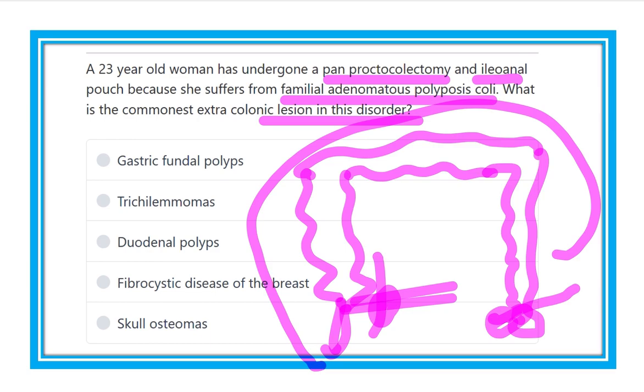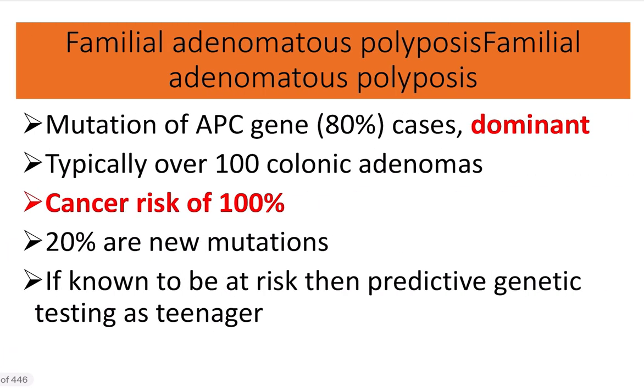So in the question, they want to know what is the most common extracolonic manifestation. Here the options are gastric fundic polyp, trichilemmoma, duodenal polyp, fibrocystic disease of the breast, and sclerostioma. So what is the most common?